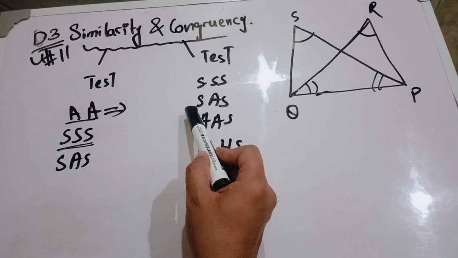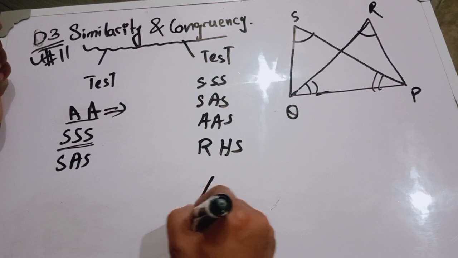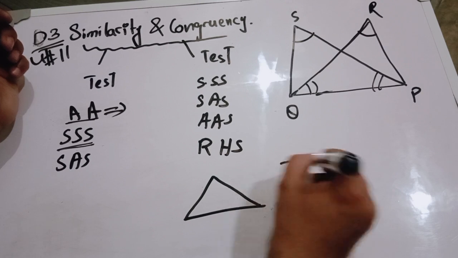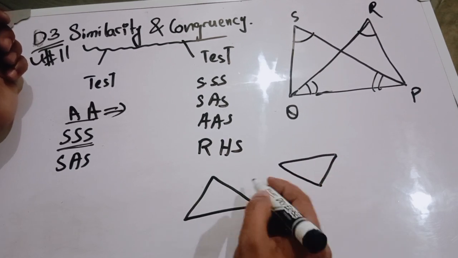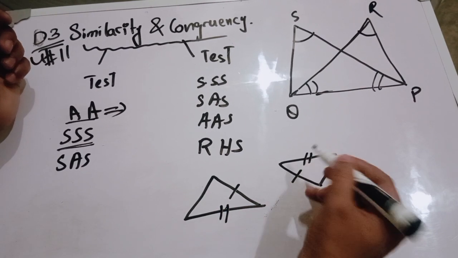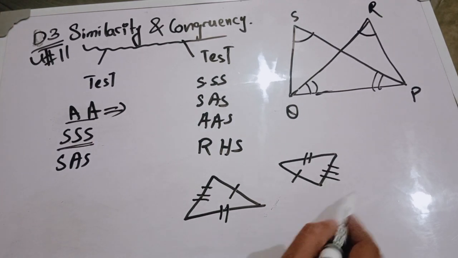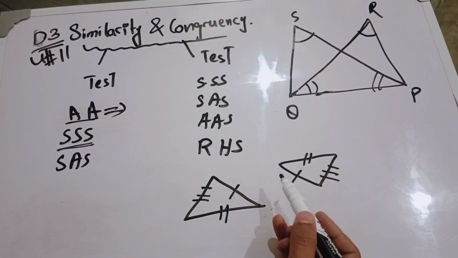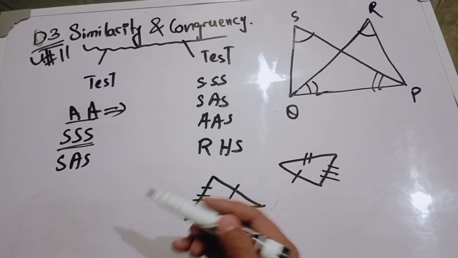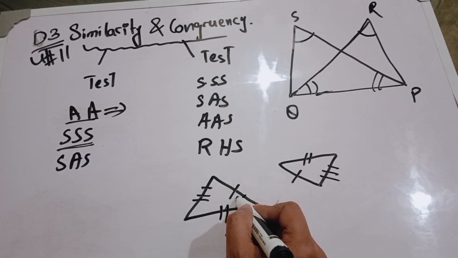The second test is SSS, side side side. Suppose we have this triangle and another triangle opposite to this one. We'll say this side is equal to this one, this corresponding side is equal to this one, and the third side is equal to the third side. If all three sides in the triangles are of the same length, we'll say the given two triangles are congruent.